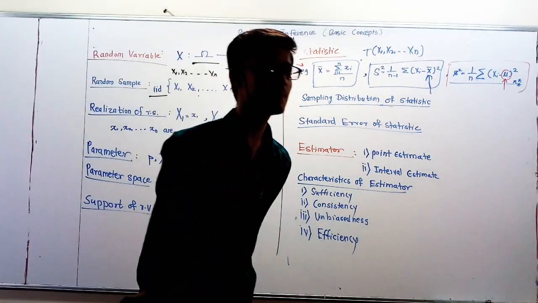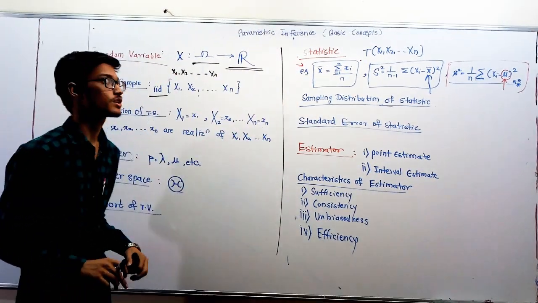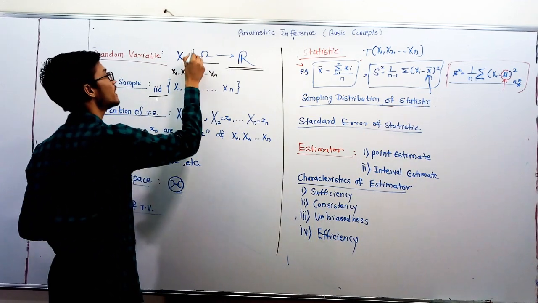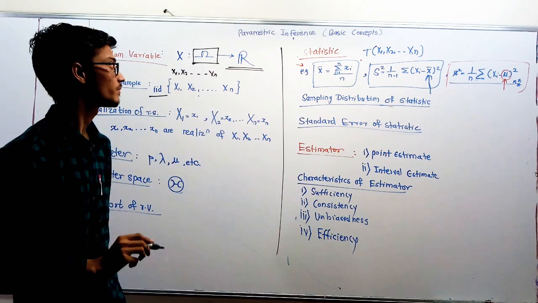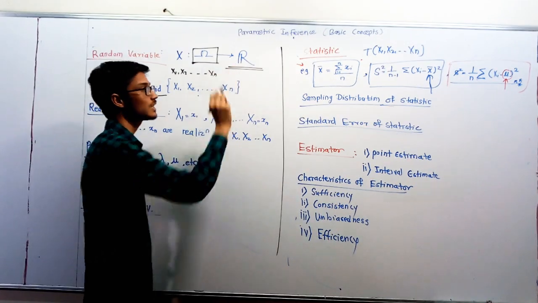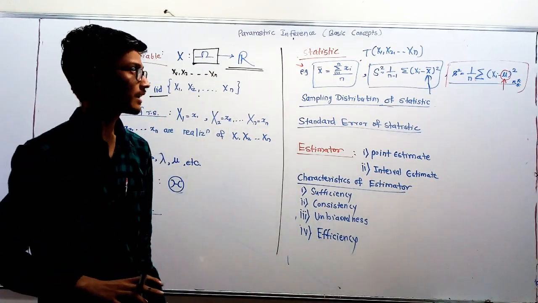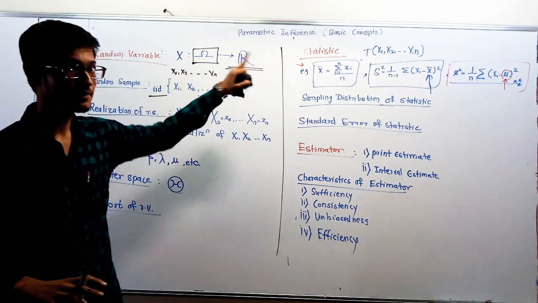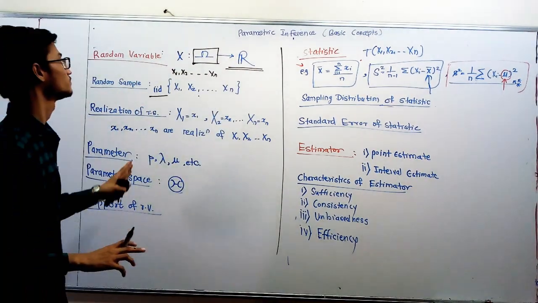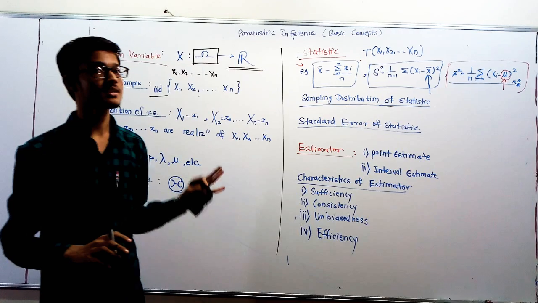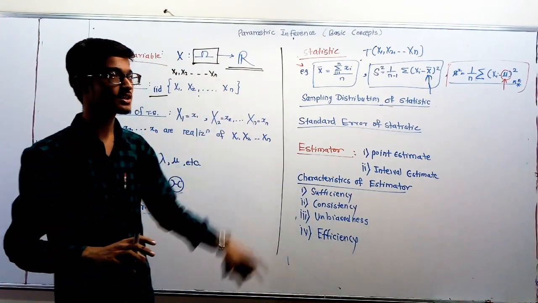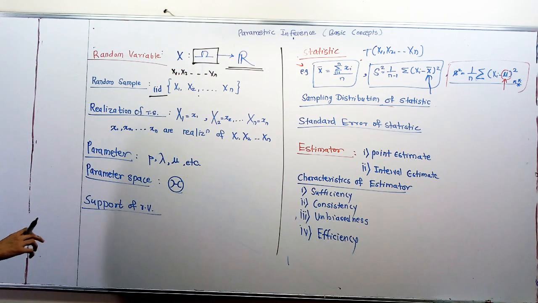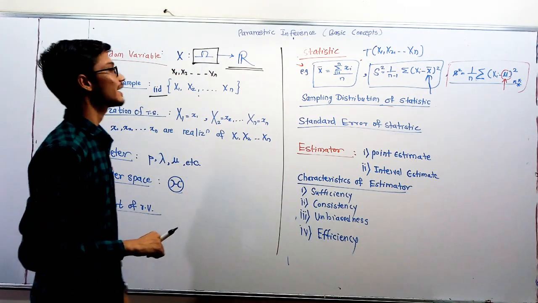What is random variable? Random variable is a function whose domain is a set of the sample points and range is a set of real numbers. As range is a set of real numbers, therefore it is a real valued function. See, random variable is a real valued function whose domain is set of sample points and range is a set of real numbers. Okay. Then random sample.